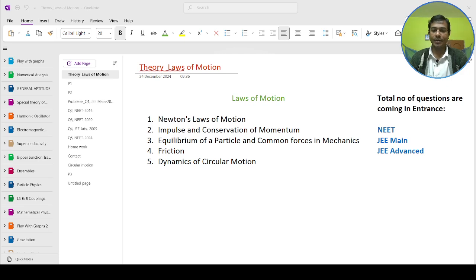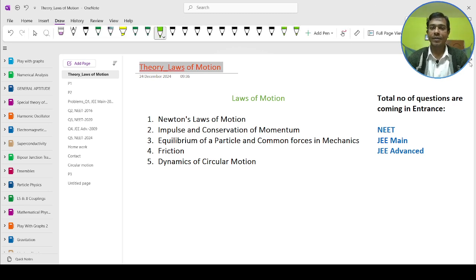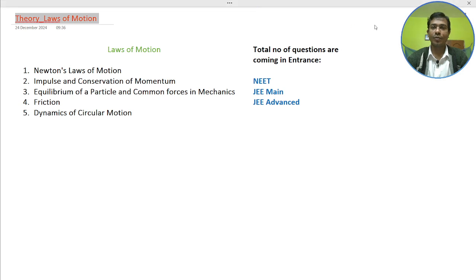This is Devabrata here. Basically, in our previous lecture we had discussed current electricity from class 12. So today we discuss another important topic, formally the laws of motion and circular motion.